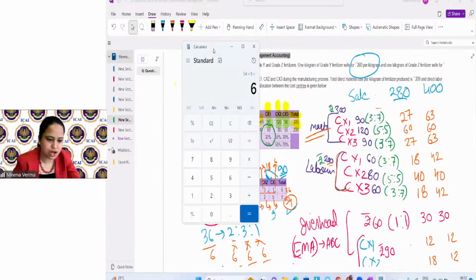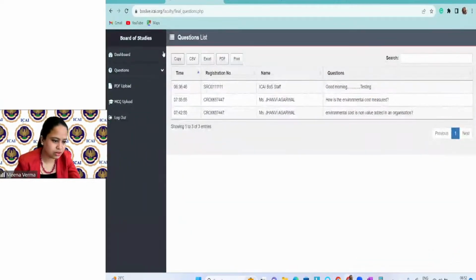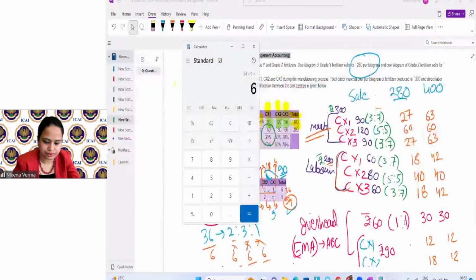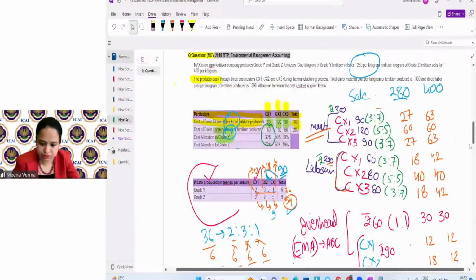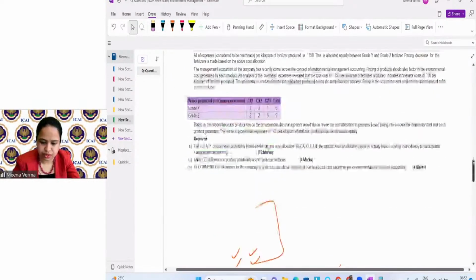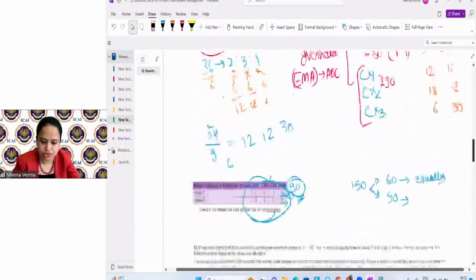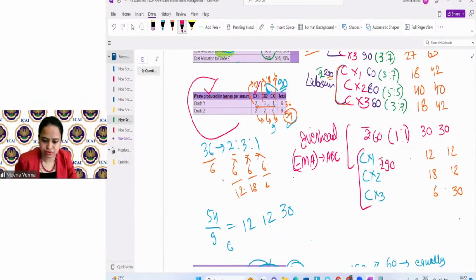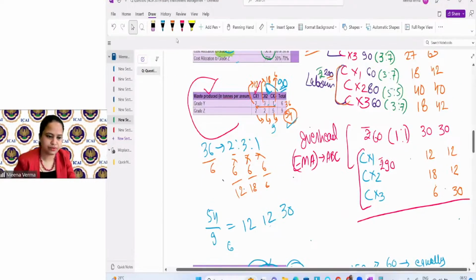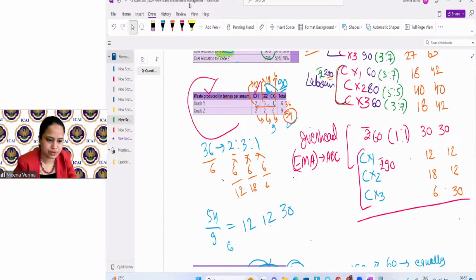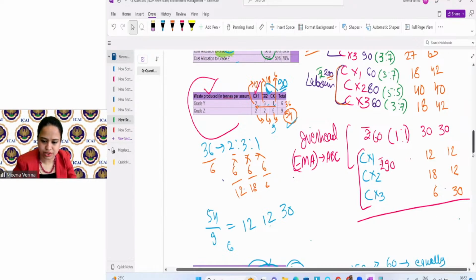Okay. So this is how we will do this question. I hope it is clear. Is there any doubt? Okay. So this is how we will find the overhead cost here. We will find the overhead cost, and the total cost we will find here, and we will solve it accordingly.